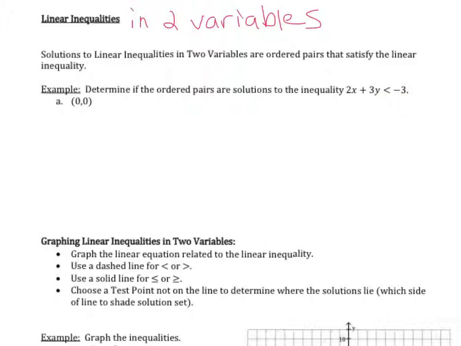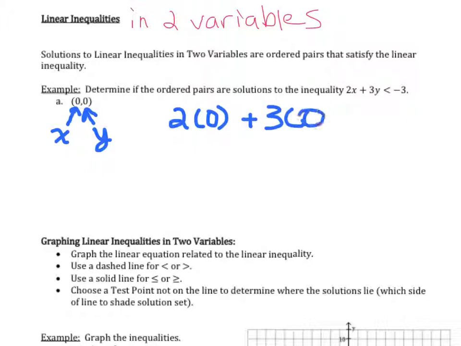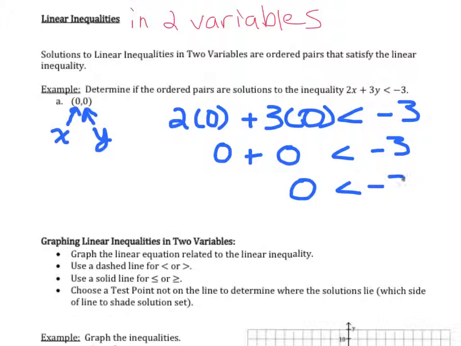All right. And then in order for us to do that, we have to plug the 0 in for x and 0 in for y. We have our x and our y coordinates. Plug it into that inequality there. So I get 2 times 0 plus 3 times 0. And we're trying to see if that is going to be less than negative 3. Well, 2 times 0 is 0, and 3 times 0 is 0. And of course, we know that 0 plus 0 is 0. And so we end up with the inequality that 0 is less than negative 3.